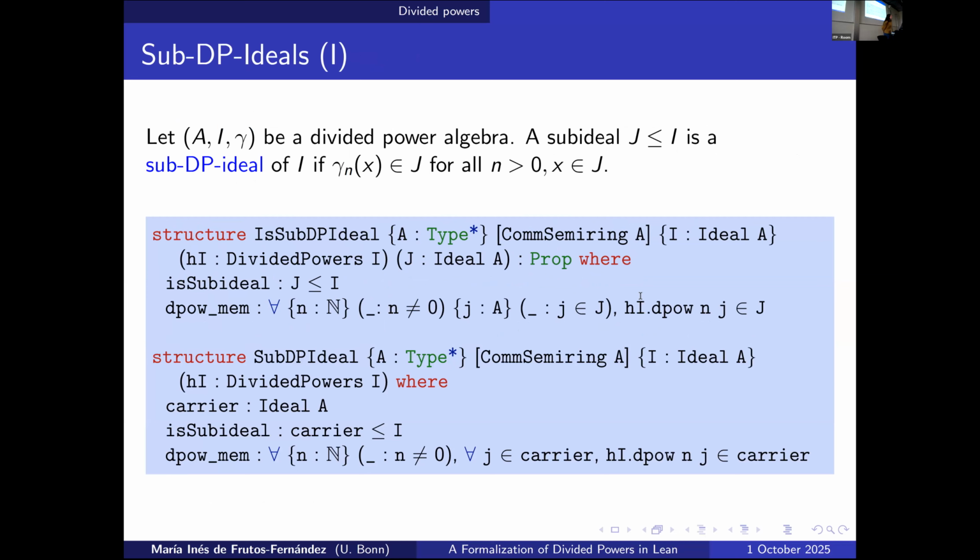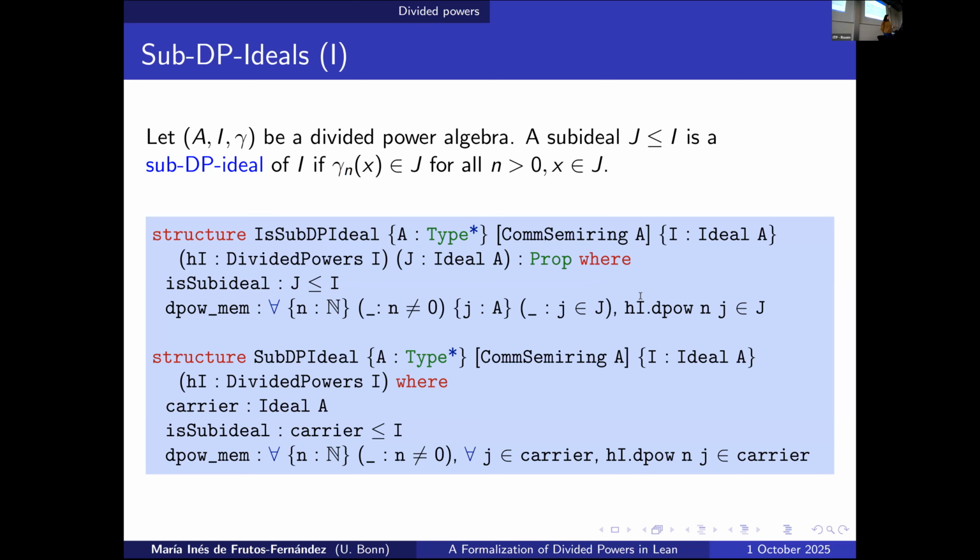We also have a notion of sub-divided power ideals. This is just going to be a subideal J of your divided power ideal I, such that whenever you take an element x in J and any positive number n, gamma n of x, again, is an element of J.